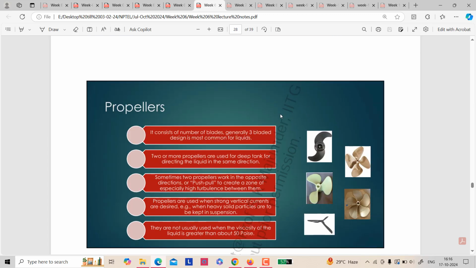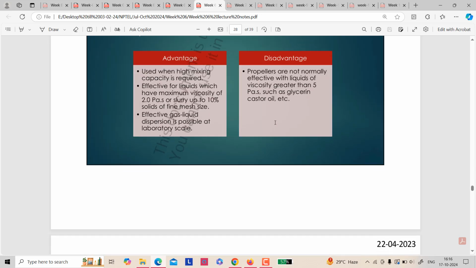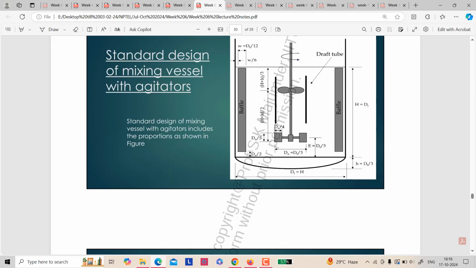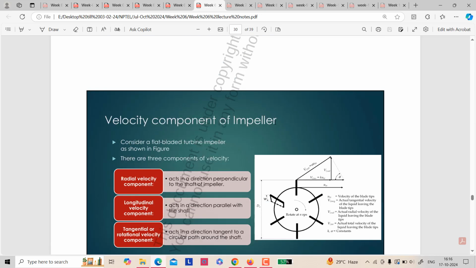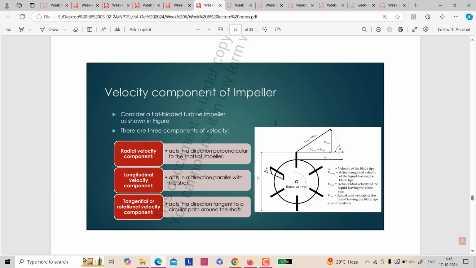So these are the propellers, different types of propellers, turbines. Now they have shown the standard design of a mixing vessel with agitators. This is the velocity component of the impeller.